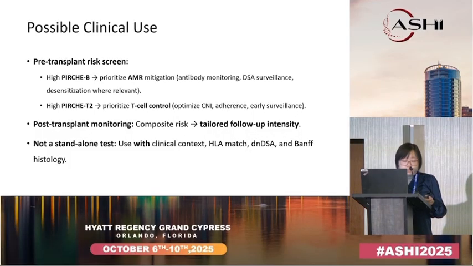And if the patient-donor pair has a higher PIRCHE-T2, which flags the risk of TCMR, we can ensure stronger T-cell control, optimize the CNI dosing, and also stress adherence. And for the post-transplant patient, we can use the composite risk model to guide the intensity of monitoring. So a high-risk patient might need closer follow-up and earlier biopsies.